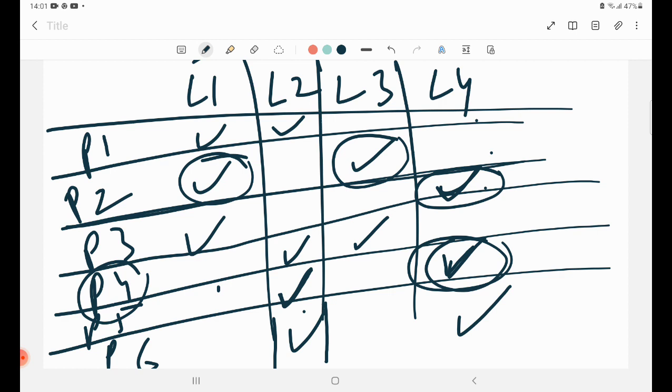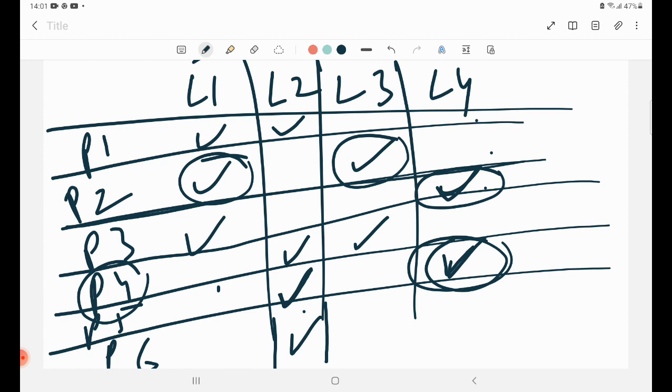But then this is a mistake for P6 and P5. So I can't choose this. Then what should I choose? Maybe choosing this is a mistake. So what can I do then? Let's think. Let's say I choose this.